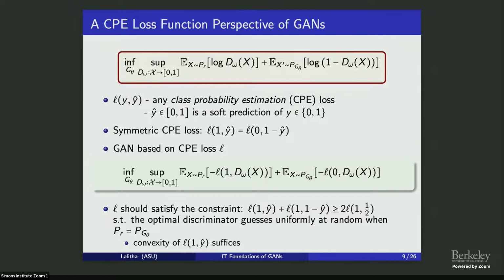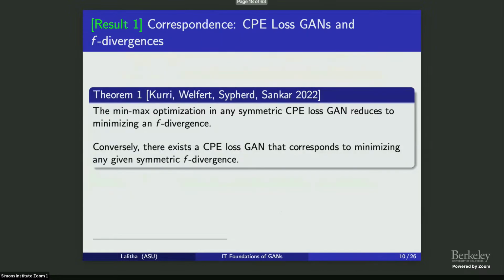For the GAN setting, you do want it to satisfy one constraint: when the discriminator outputs half, you should get the best performance, right? That's when it cannot distinguish. So we want the loss to satisfy this constraint, and convexity of this loss function suffices to do that.